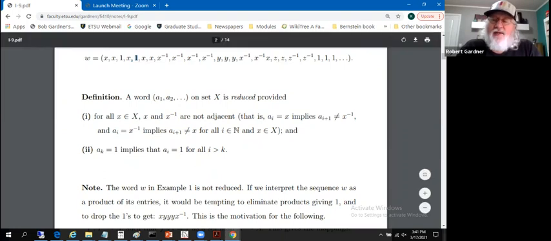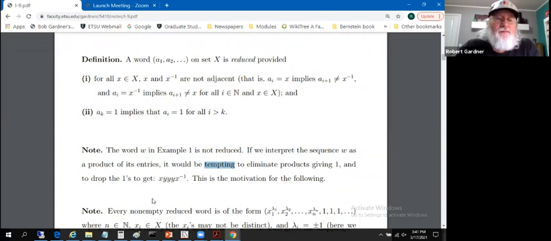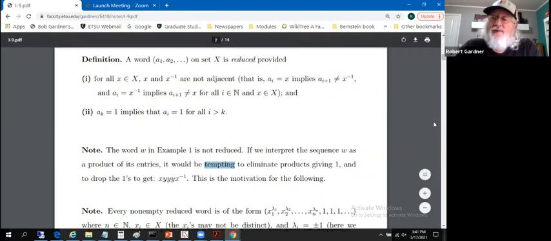Think of them as products and then do the obvious kind of reduction, dropping the ones and eliminating x and x inverses, for example. The word in example 1 is not reduced if we interpret this sequence W as a product of entries. It would be tempting. So, okay, we'll formalize it here shortly, but this is the idea: to eliminate the products giving 1 and then to drop the ones. So, the claim is that the word in example 1 can be reduced to x, y, y, y, x inverse.